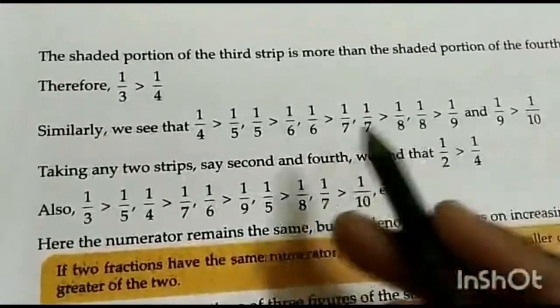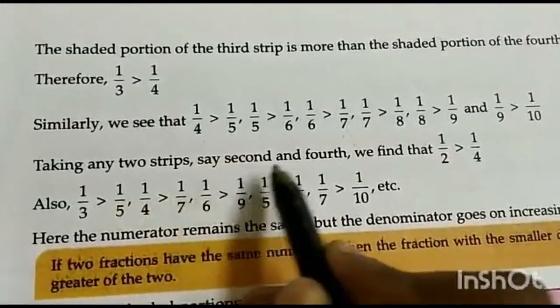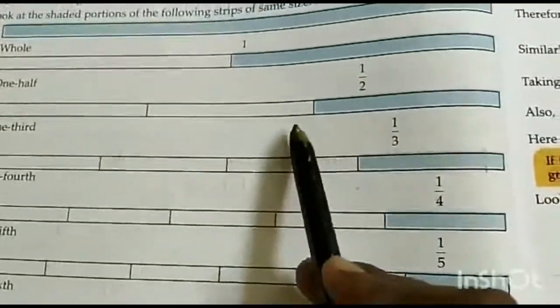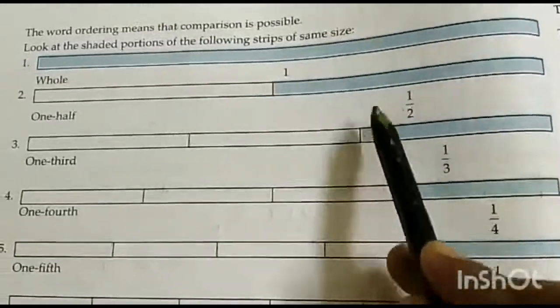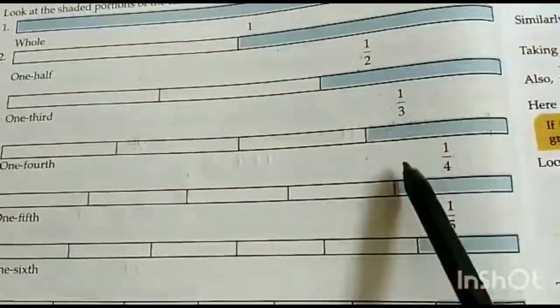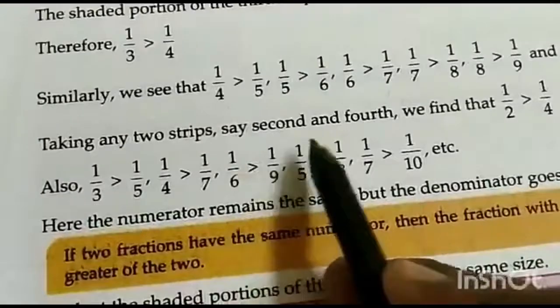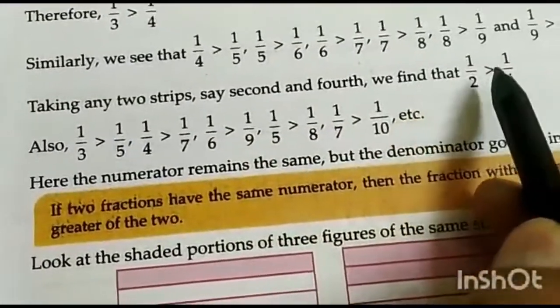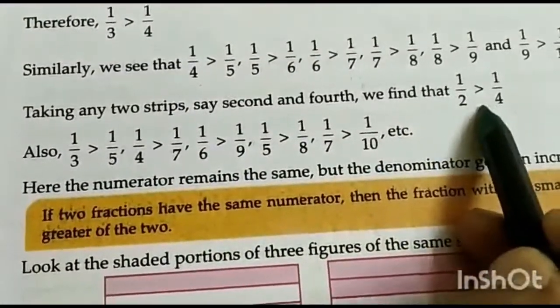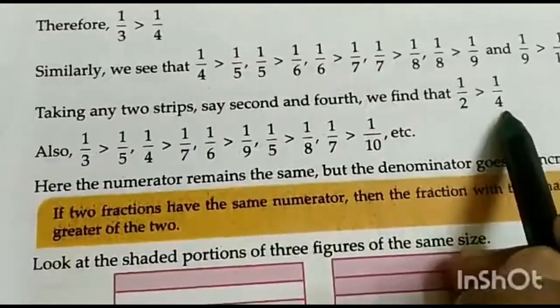And so on. Taking any two stripes, say second and fourth. What is the second stripe? Here, 1 by 2. The second stripe is 1 by 2. What is the fourth stripe? 1 by 4. The first stripe is 1 by 2, the fourth stripe is 1 by 4. Taking any two stripes, say second and fourth, we find that 1 by 2 is greater than 1 by 4.